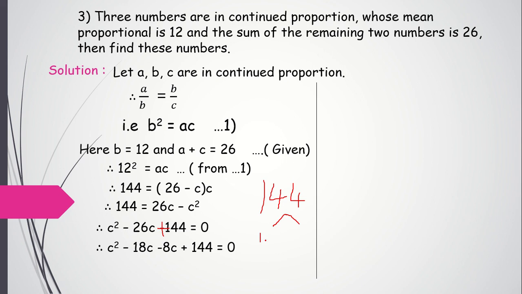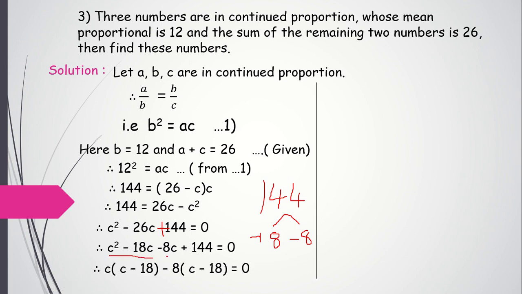18 8s are 144, and 18 plus 8 gives me 26. Now the middle term sign is minus, so both the factors get a minus sign. The middle term sign is given to both the factors. So I get minus 18C minus 8C.